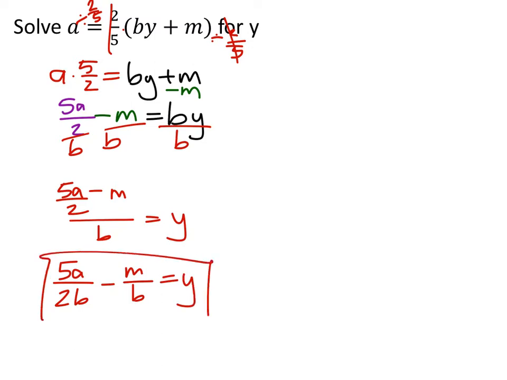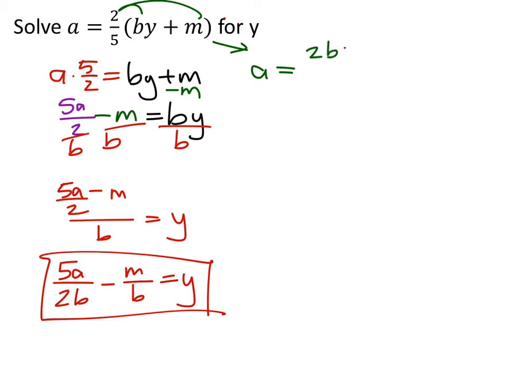It works. But let's try the distribution way, right? So we'll distribute 2/5 into this set of parentheses. We'll do that over here. So we still got a, but now we got 2by over 5 plus 2m over 5 as well. I mean, we got common denominators there if we wanted just to make it one fraction.